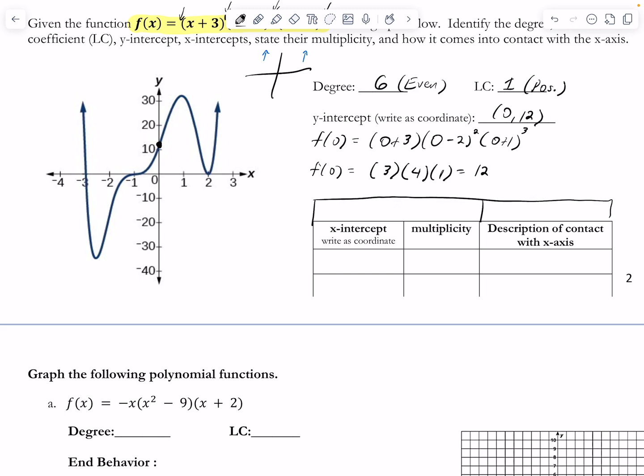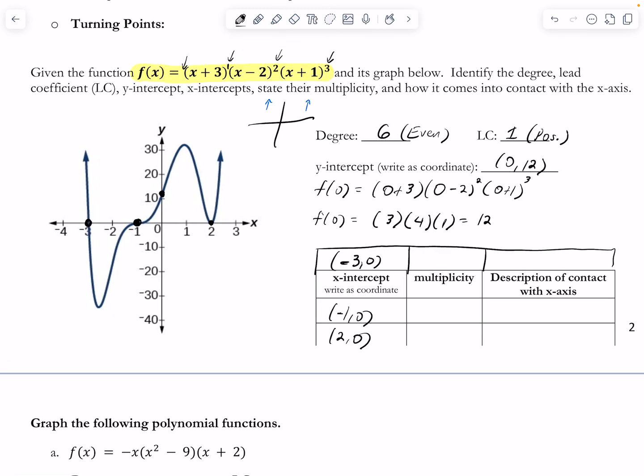So I'm going to go from least to greatest here. My first one is going to be negative 3, 0. That's one x-intercept. Then I have negative 1, 0. And then finally I have 2, 0. Now you can get this from the graph. They've already done it. Or you could use the actual factored form, which is highlighted up there.